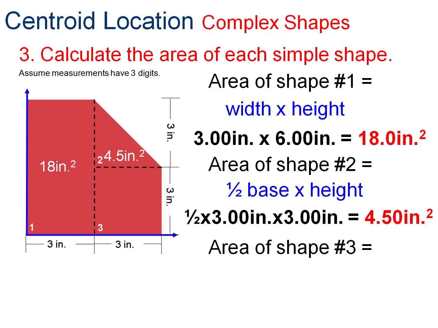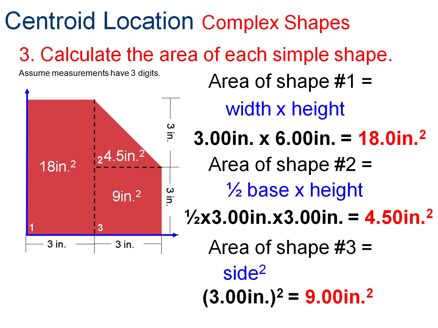Then we need to find the area of the square, which is shape number 3. It's 3 by 3, so it's 9 square inches. So we've got our 3 areas that make up our total shape.